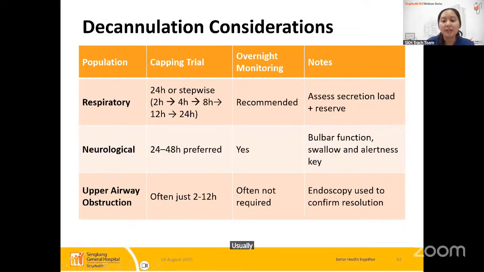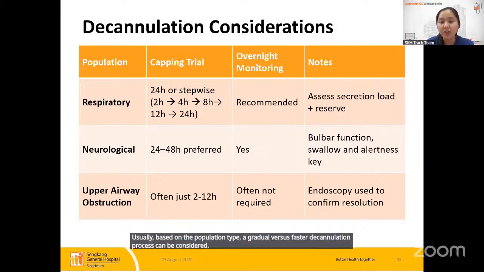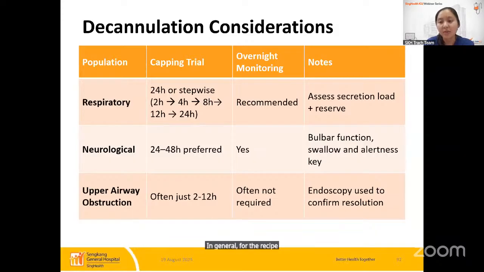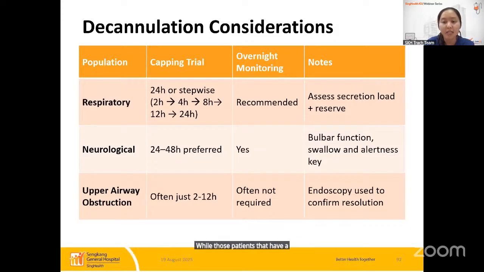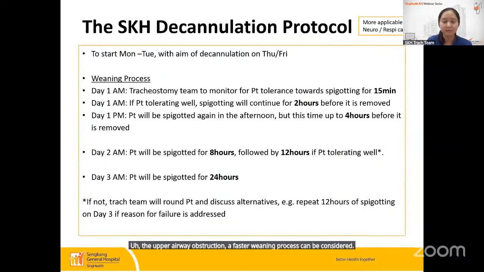Usually, based on the population type, a gradual versus faster decannulation process can be considered. In general, for the respiratory cases, a more stepwise and gradual weaning process is considered, while for those patients that have a tracheostomy mainly in view of upper airway obstruction, a faster weaning process can be considered. In SKH, the stepwise approach for decannulation is done.